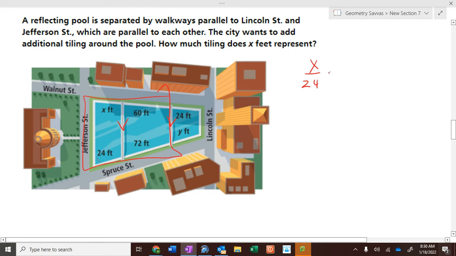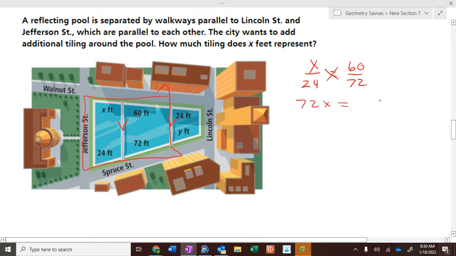X over 24, yep. Yep, x over 24 equals 60 over 72. Could I have gone x over 60 equals 24 over 72? Yep, I could have done it that way too. Either way is correct, so you're not wrong doing it either way.